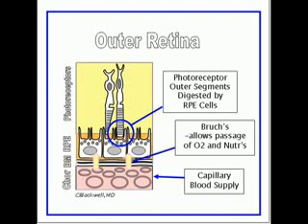The blood vessels that supply oxygen and nutrients to the lower half of the retina are located in a layer called the choroid. Separating retina and choroid blood vessels is a barrier layer called Bruch's membrane.